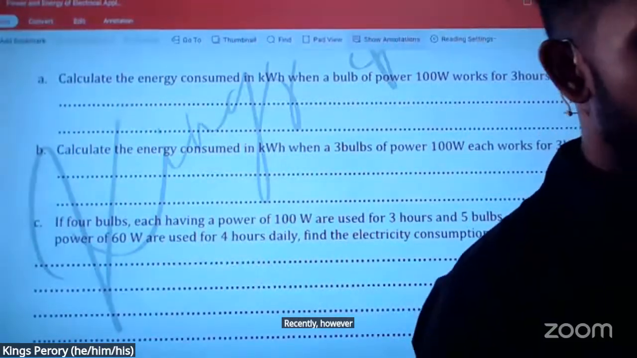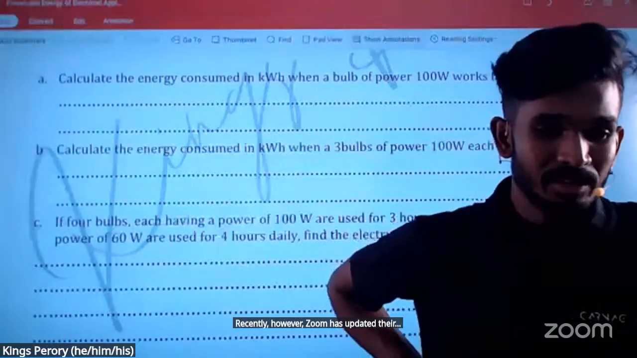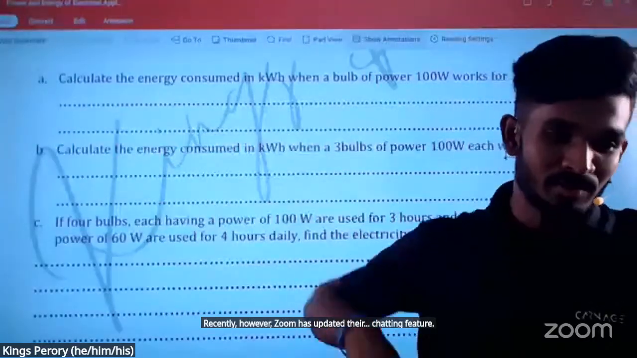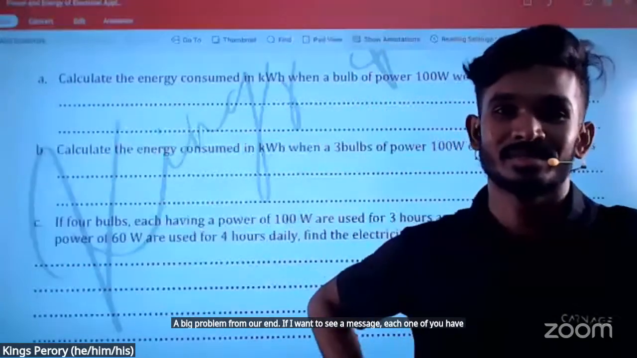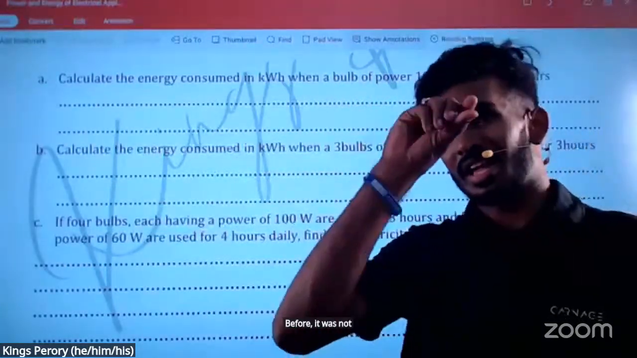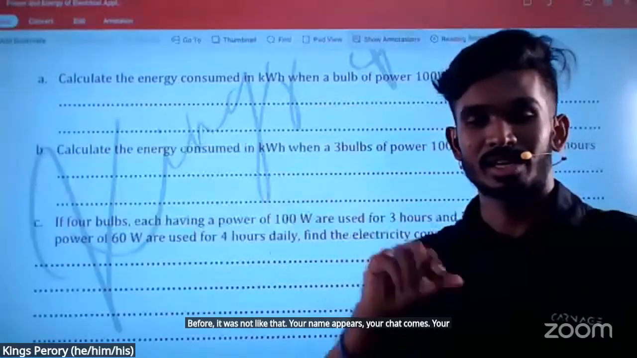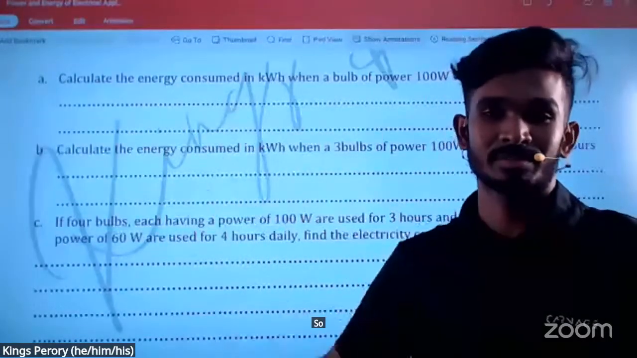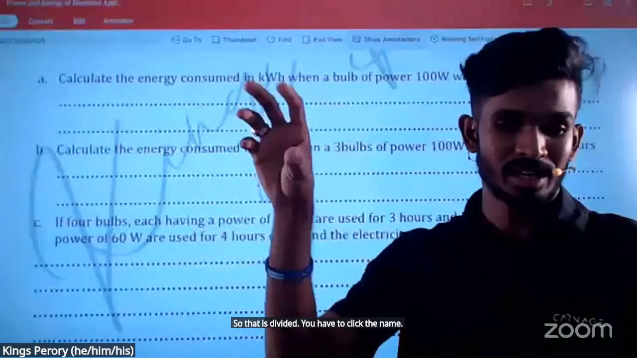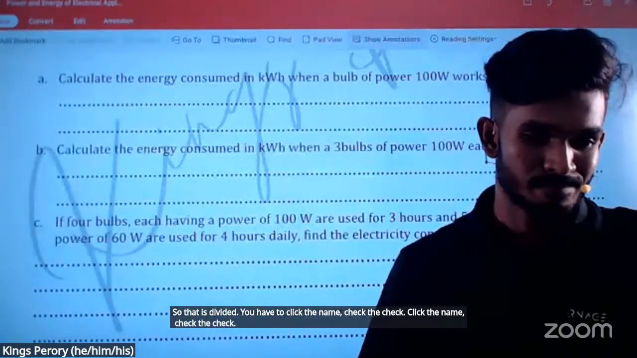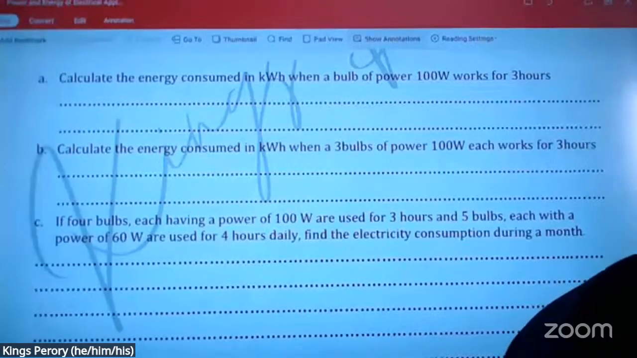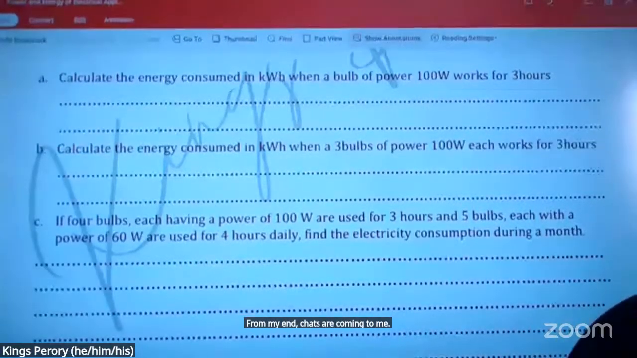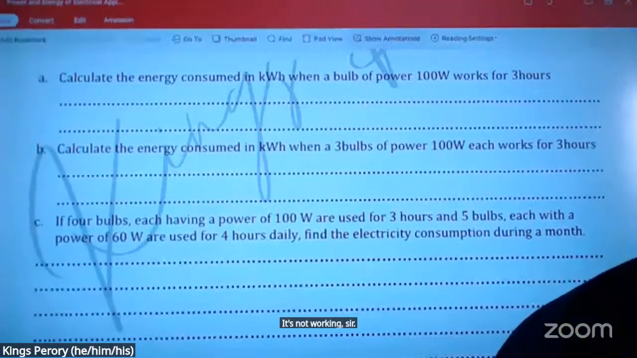Recently, however, Zoom has updated their chatting feature. Now, big problem from our end. If I want to see a message, each one of you has to click and see. Before it was not like that. Your name appears, your chat comes. Now it's not like that. The chat is divided. You have to click the name, check the chat. It's not working, sir. From my end, chats are coming to me. Maybe from your end, you have to check your Zoom. Okay, sir. I'll do that.